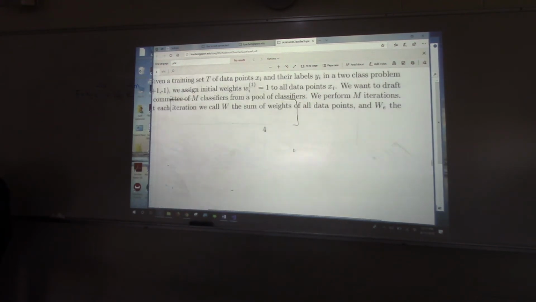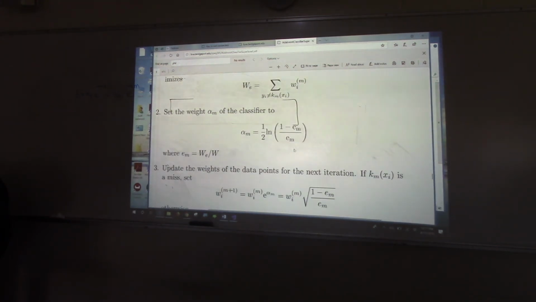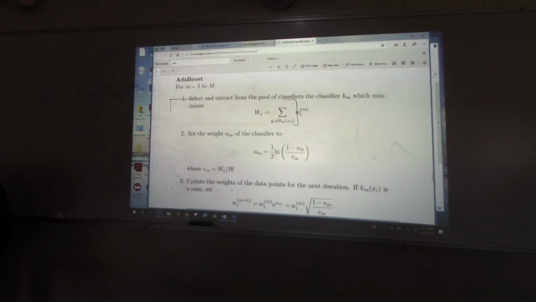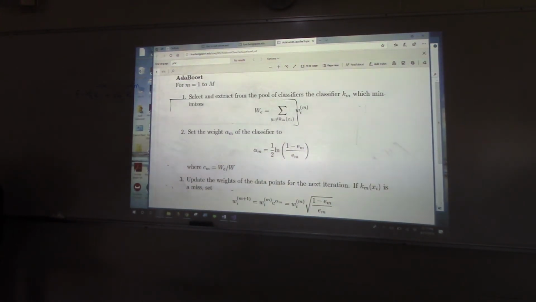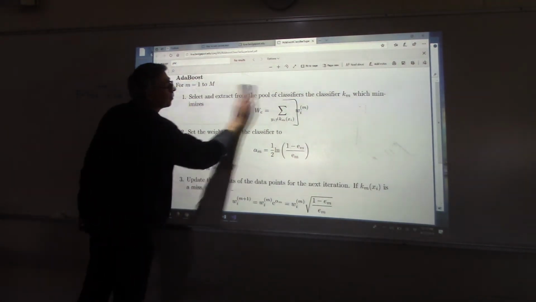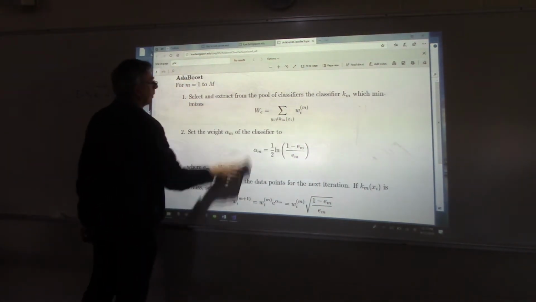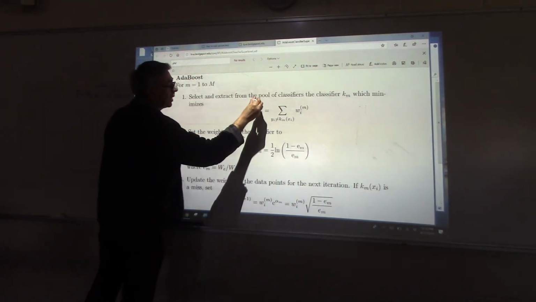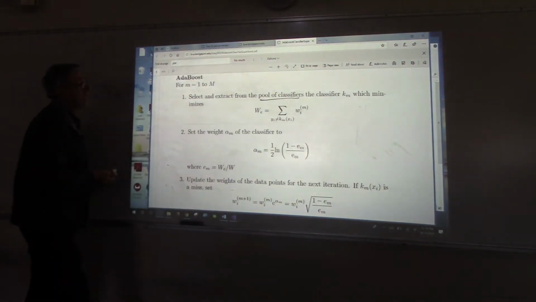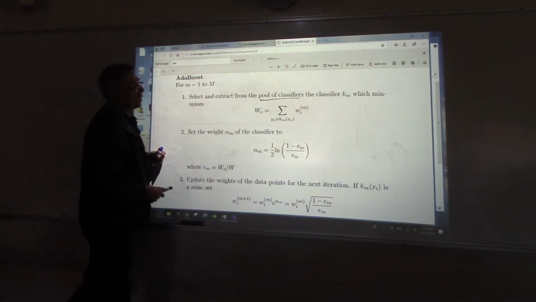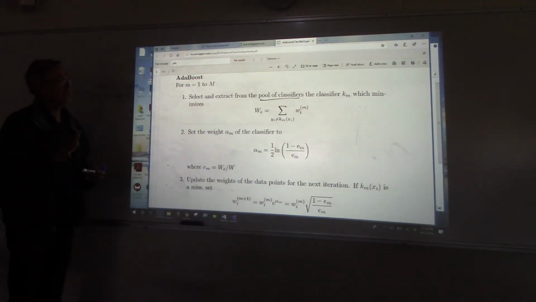Okay, so now let me show you the AdaBoost code. Okay, so suppose we have a pool of classifiers, right? Select the classifier from the pool which minimizes WE, correct? Once again, what is WE?